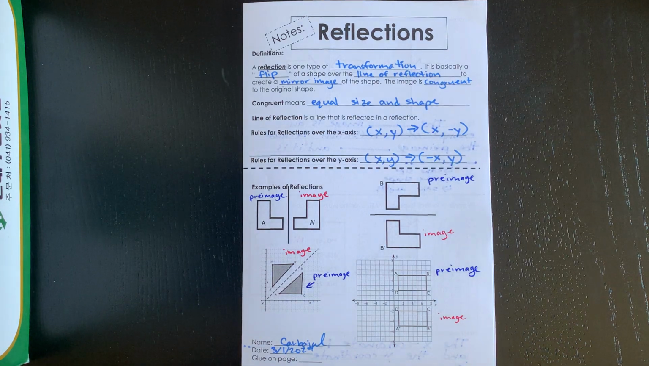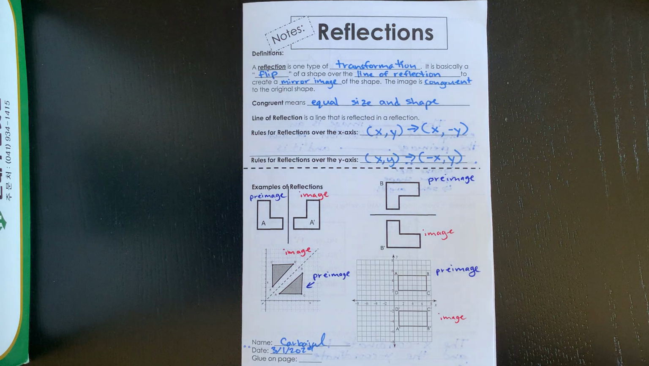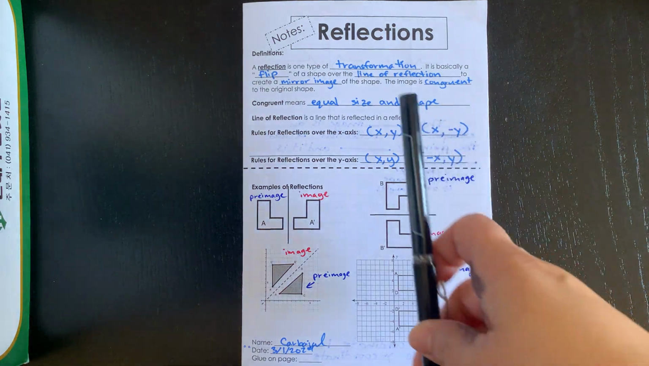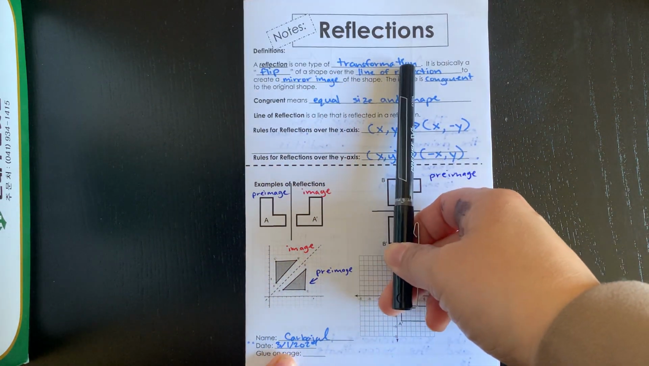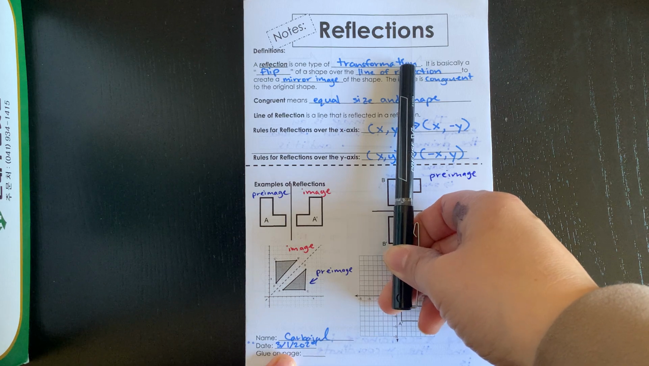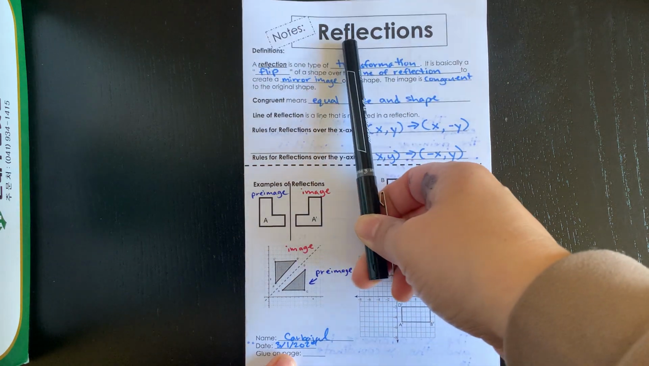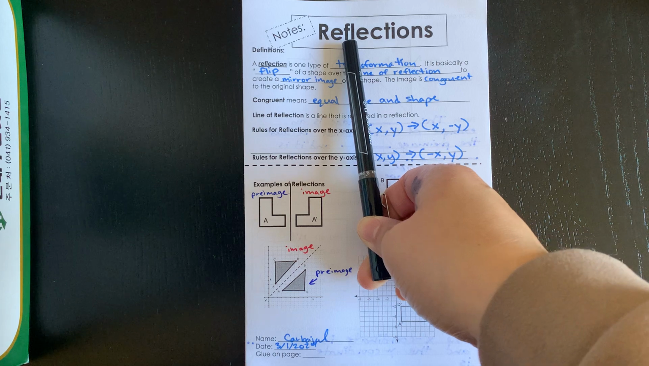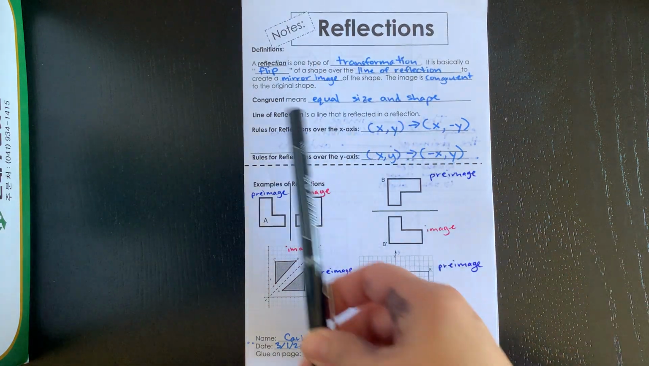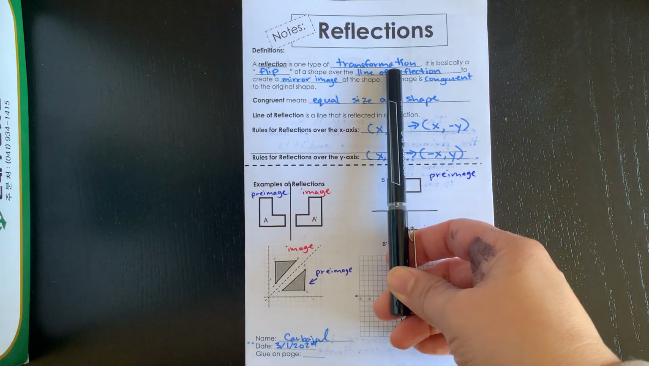The second type of transformation that we're going to talk about today is called reflections, and it is exactly what it sounds like. By now, I hope that we know that there are 4 types of transformations. We just took a look at translations, reflections, and there are going to be rotations and dilations. That was in your tree map. But a reflection is a type of transformation.